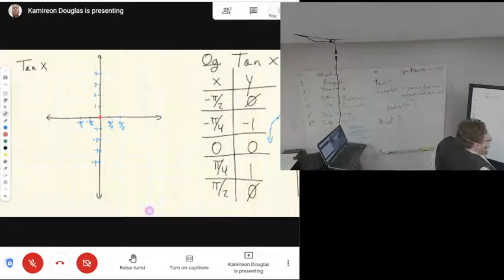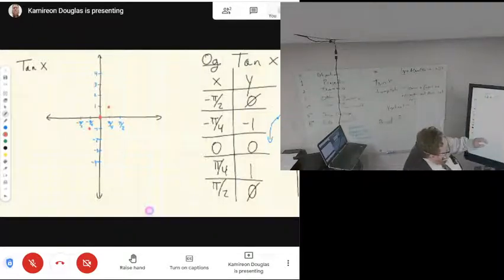At negative pi over 4, we are at negative 1. So I go to negative pi over 4 on the x-axis, I come down here to negative 1, and there's my dot. At pi over 4, we are at positive 1. So we go to pi over 4, I go to positive 1, which is right there. Get my 3 dots. If you're not careful, these look like a nice line.